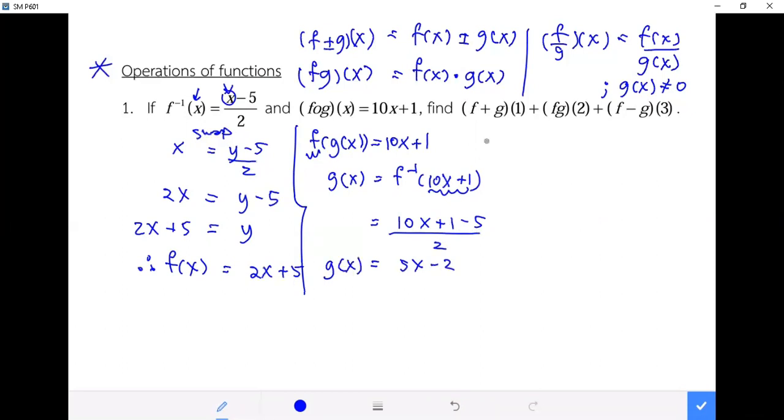Very easy. Then you go, find this. (f plus g)(1) is f(1) plus g(1). Then you go, f(1) is 2 plus 5, 7.